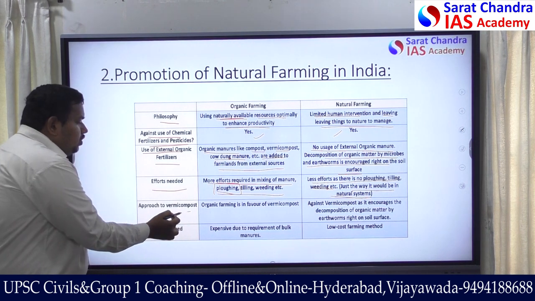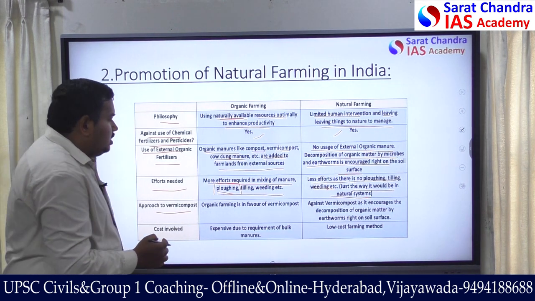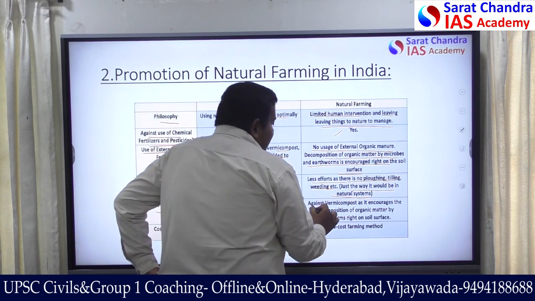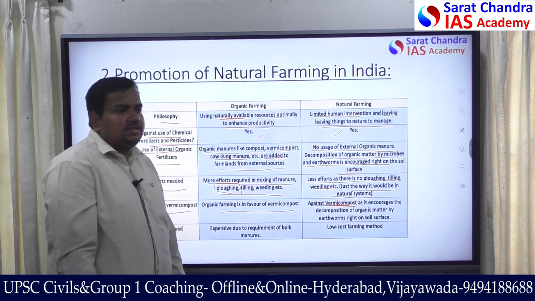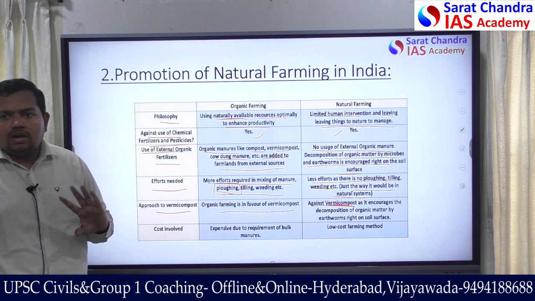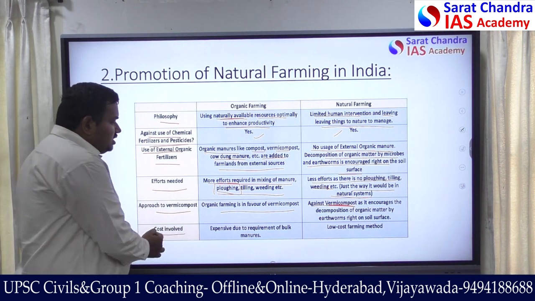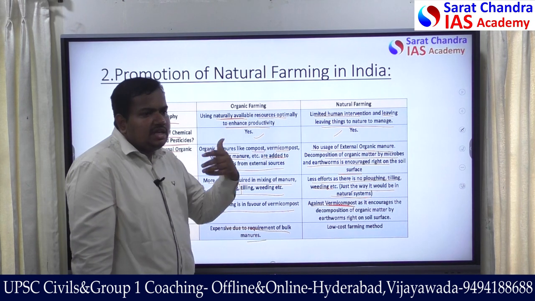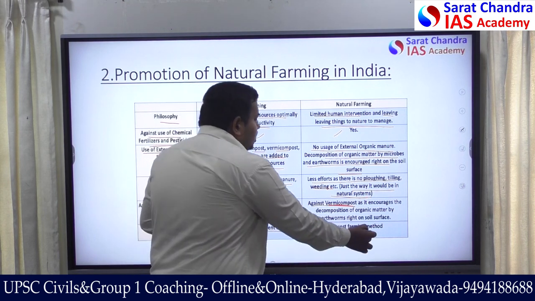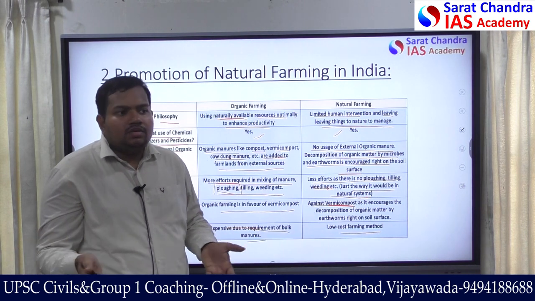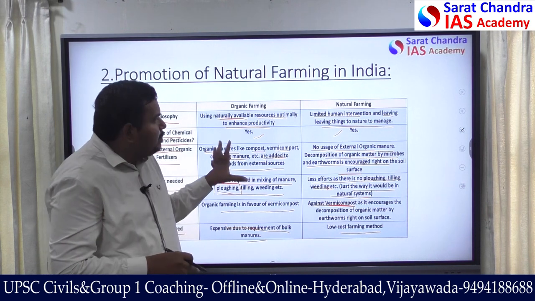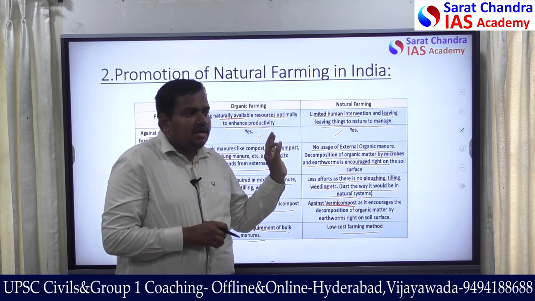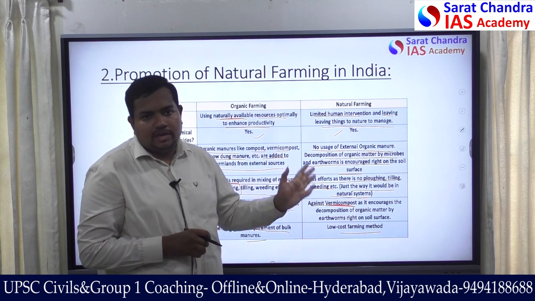Okay, next, approach to vermicompost. Organic farming is in favor of vermicompost, but natural farming is against vermicompost because it is an external means. We are not going to encourage that. Similarly, cost involved: organic farming is expensive due to bulk manures. Organic fertilizer is also an external input only. But natural farming is low cost. We are doing nothing, so very little cost is involved. So this is the main difference between organic and natural farming. There are already questions on this in prelims, the difference between natural farming and organic farming. So very important.